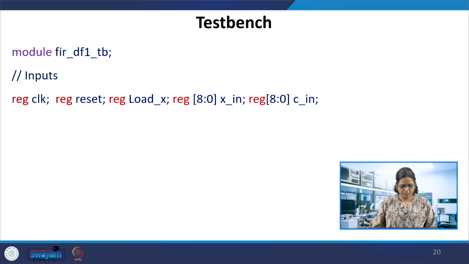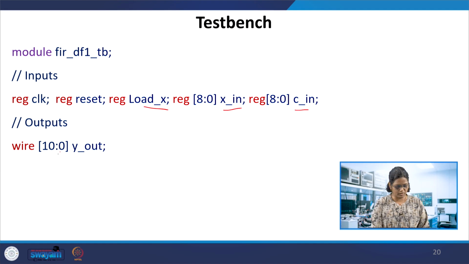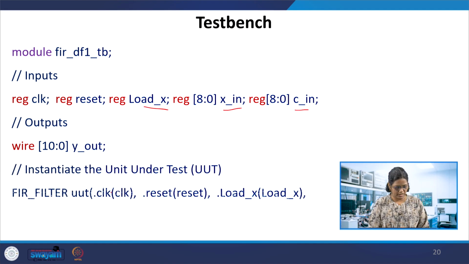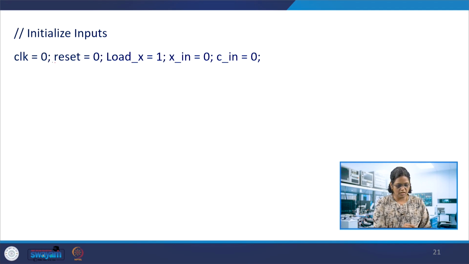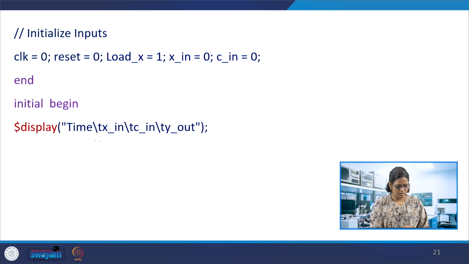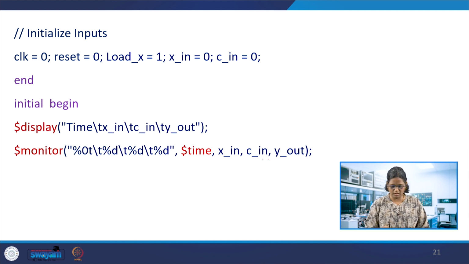Inputs: clock, reset, load x, x in and c in; output is the 11-bit output. Instantiate the module here with all of them: clock, reset, load x, x in, c in and y out. This is as usual, as we do for the other modules as well. Initialize the inputs: x in, coefficient 0, load x equal to 1 initially, reset 0, clock 0, and in the initial begin, display and monitor x in, c in and y out.